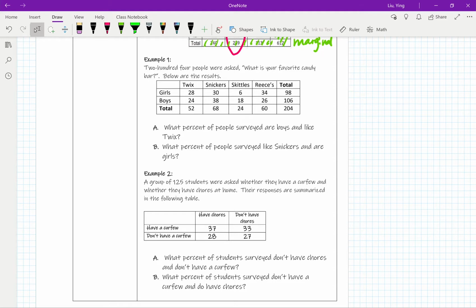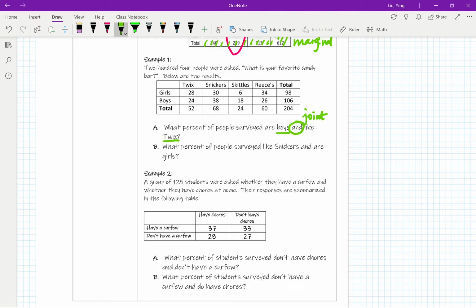Example 1. 204 people were asked, what is your favorite candy bar? Below are the results. Part A, what percent of people surveyed are boys and like Twix? The keyword here is that we're looking for people who are boys and they like Twix. So this tells us it's going to be a joint frequency problem because we are focusing on two things. These people have to be boys and they have to like Twix.